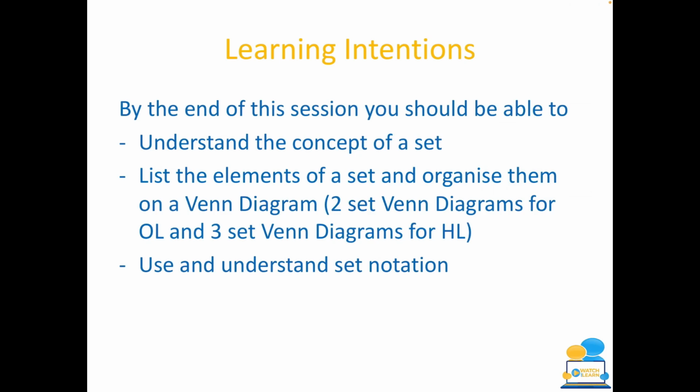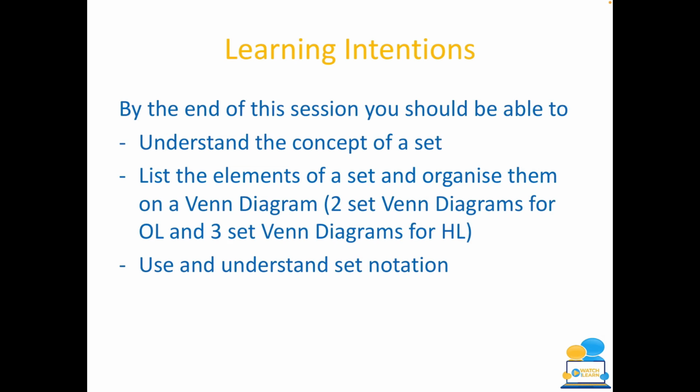So to start, we'll just take a look at our learning intentions, or what you should be able to do by the end of this session. So first we need to understand the concept of a set. So basically, what is a set? Then you need to be able to list the elements of a set and organise them on a Venn diagram.